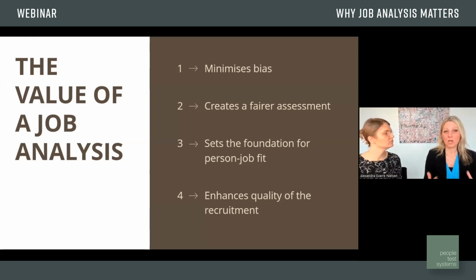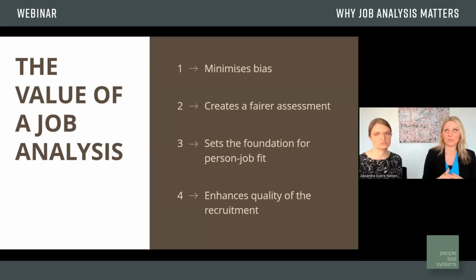First of all, the job analysis minimizes bias. And that is because we conduct a uniform process for all candidates. It's very important that we have the guiding star in front of us, so that we decide what is important in this process, and we do that before we meet one single candidate. And then we conduct a uniform process for all the candidates. And that leads me to the second one.